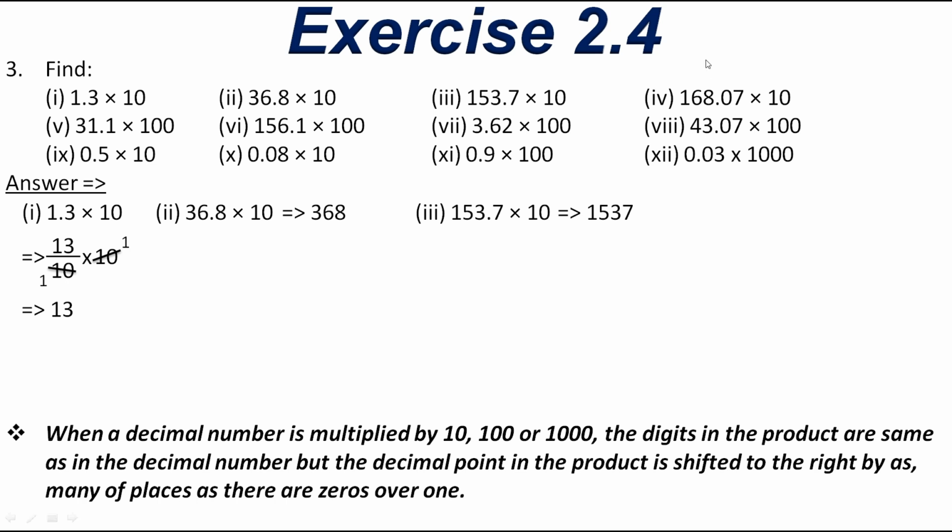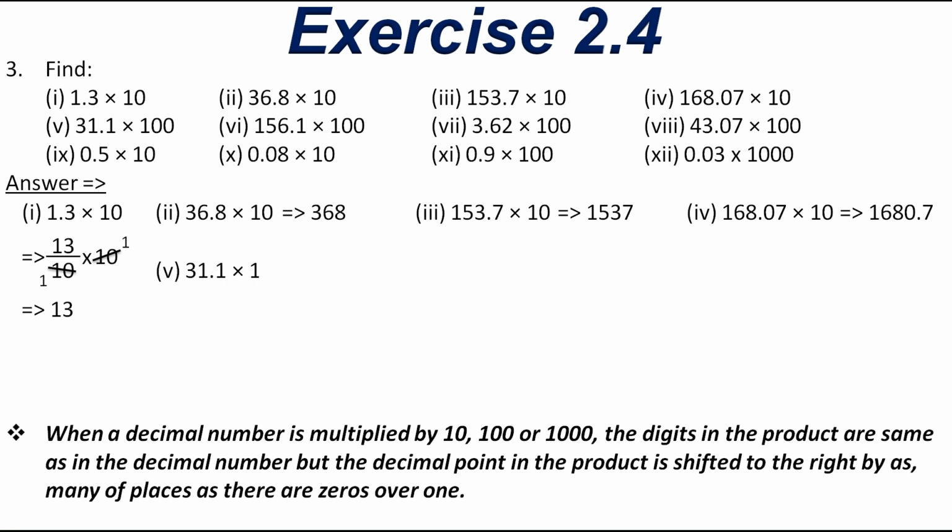1537. Okay. Now here in the fourth one we have 168.07 and it got multiplied with 10 where only 1 zero is present. So the decimal point will move only 1 digit towards right. That means the answer will become 1680.7, okay, because only one digit is shifting. Therefore the answer is having decimal point before one digit only, okay.